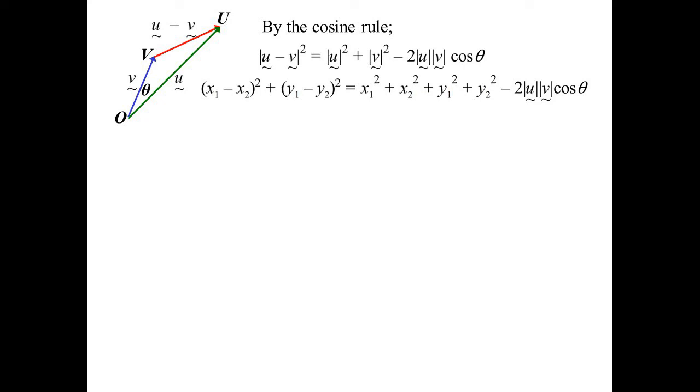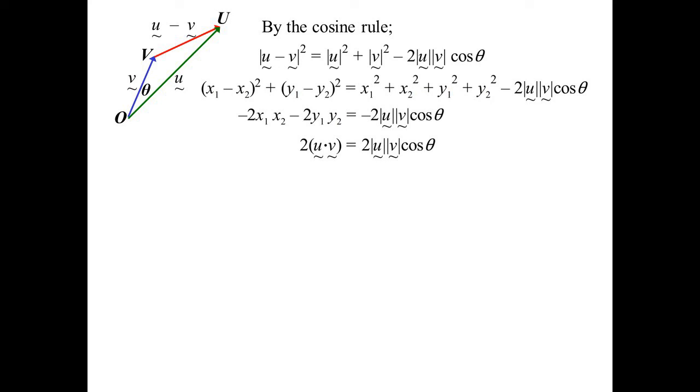So on the left-hand side, when I expand out x1 minus x2 squared, I'm going to get an x1 squared and x2 squared, which will cancel with the ones on the right-hand side. Similar with the y's. So I now end up with minus twice the product, x1 x2, minus twice the product, y1 y2, and then on the right-hand side, also minus 2, magnitude of u, magnitude of v, cos theta. Cancelling will now happen. And look what I'm left with on the left-hand side. Well, x1 x2 plus y1 y2, that's the dot product.